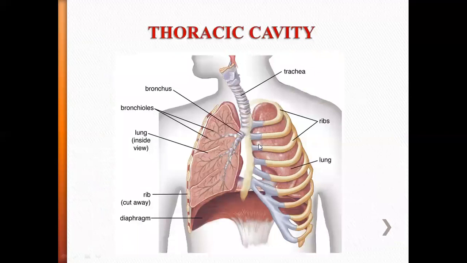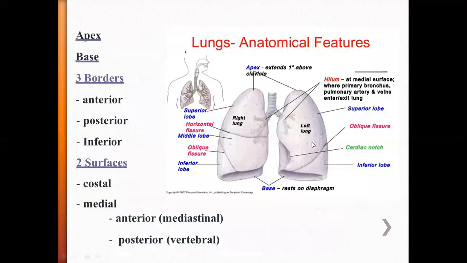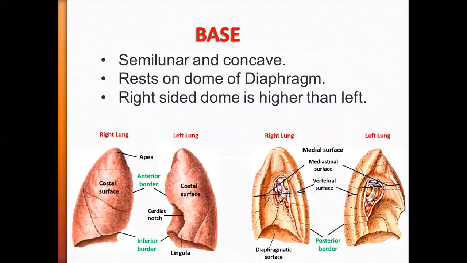Okay, see now. Which surface are we seeing? This is the coastal surface. Can you see our ribs are covering this coastal surface? Now you can understand, I guess. Okay, so that is the coastal surface.